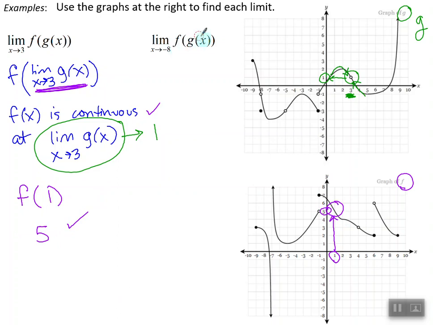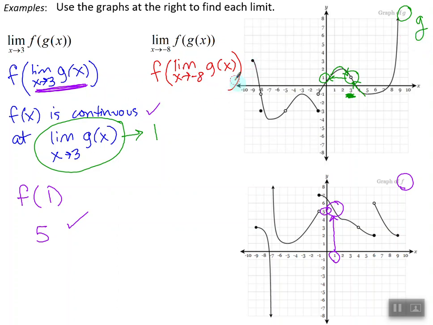Let's look at this other composition. The limit as x approaches -8 of f of g of x. Again, we can say that this is equivalent to f of the limit as x approaches -8 of g of x. But of course, we have to make sure that f of x is continuous at that limit.